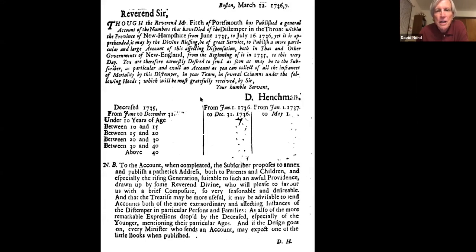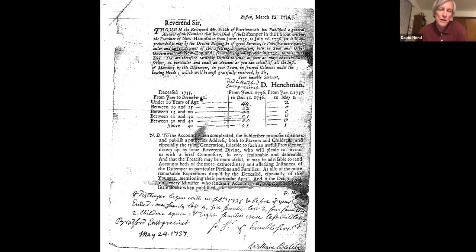Here's a look at what the questionnaire that Daniel Henchman sent out looked like. It was printed and it was sent to the ministers in the outlying towns of New Hampshire and Massachusetts. They were asked to fill out the form and send it back to Henchman. And here's an example of one filled out.